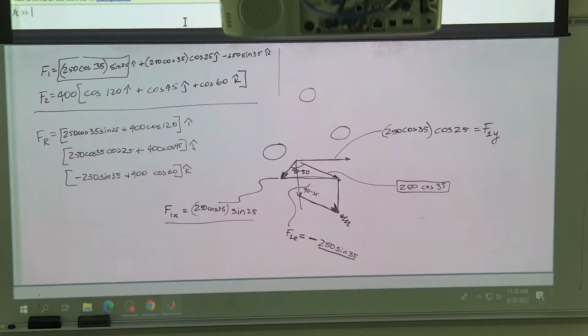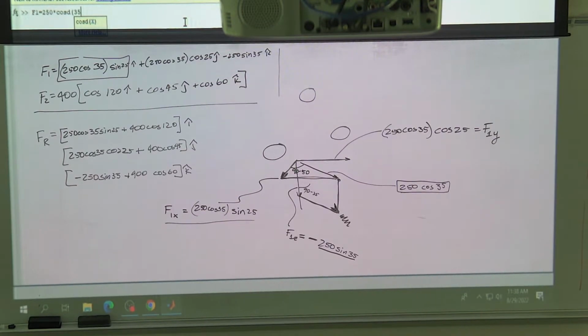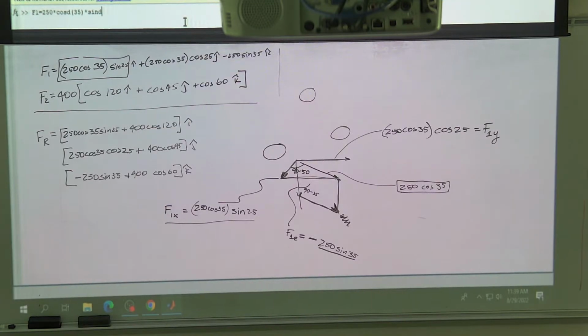So I'm going to say F1 equal to, and I'm going to just copy that down as best I can, 250 times cosine degree 35 times sine degree 25. Now, how do I do this? How do I break it apart?